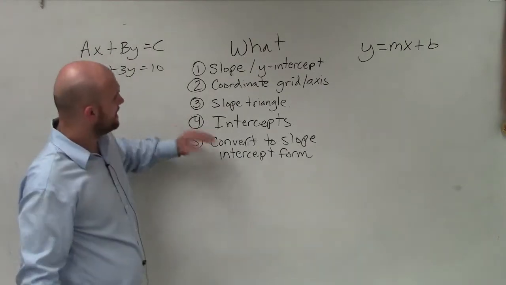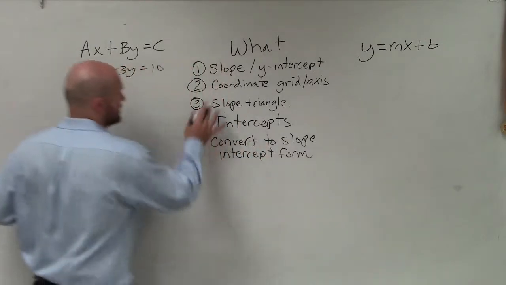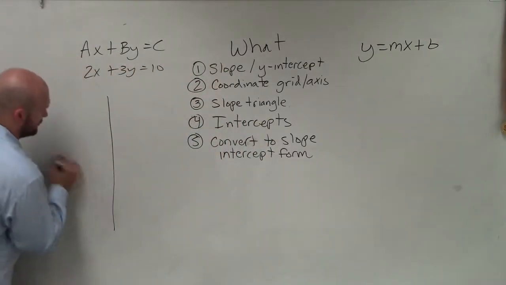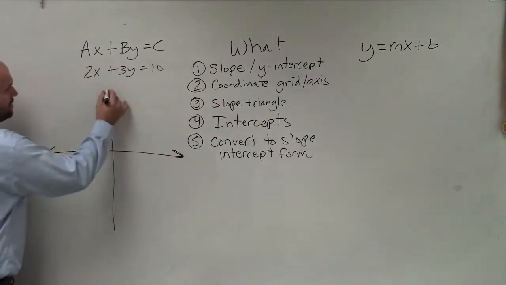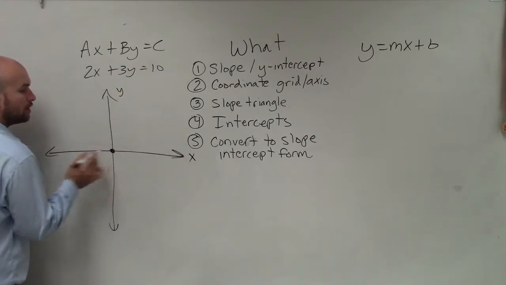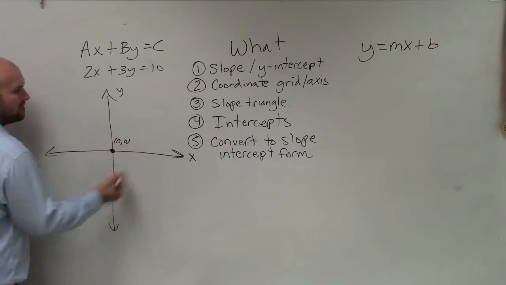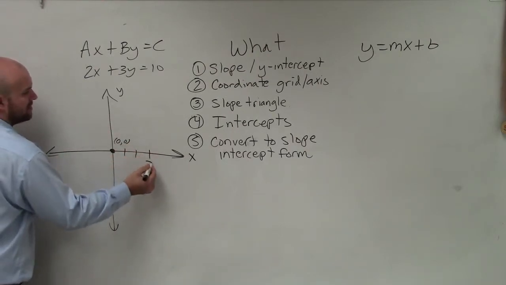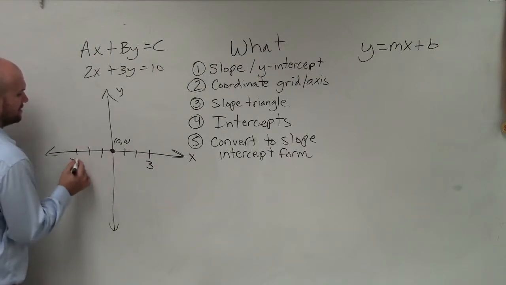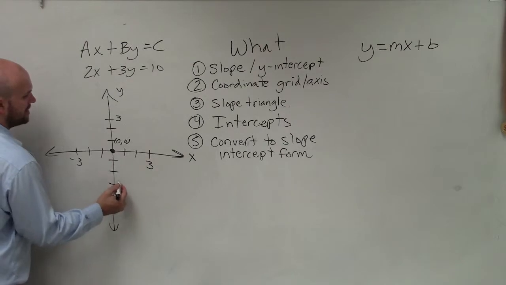The next thing would be understanding the intercepts. If we go to our coordinate grid here, where we have our x-axis and our y-axis, where they intersect is what we call our origin, which is at the coordinate point 0, 0. Basically we have a horizontal and a vertical number line, where points to the right are positive and points to the left are negative. Points up are positive and points below are negative.